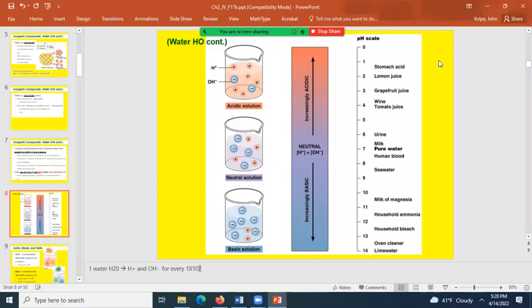And then a pH 0 means you have 1 hydrogen ion for 1 times 10 to the 0 water molecules. And that is 1. So at a pH 0, the water molecule breaks apart and we have an H plus ion. Any question about any of that? All right.